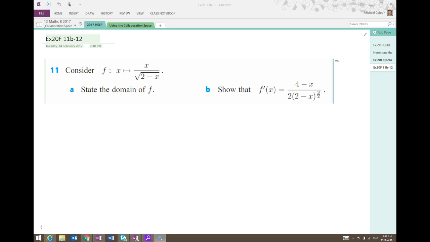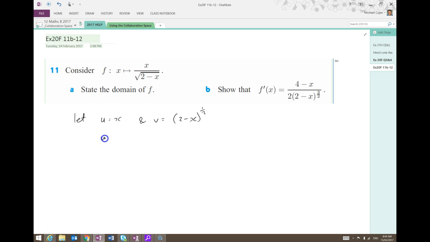What sort of rule am I going to need to use to do the derivative here? Well, I've got a function of x on top and a function of x on the bottom, so we are of course thinking about the quotient rule. Let's go ahead and start doing our quotient rule. I'm going to let u equal x and v equal 2 minus x to the power of a half, because remembering the square root is a power of a half.